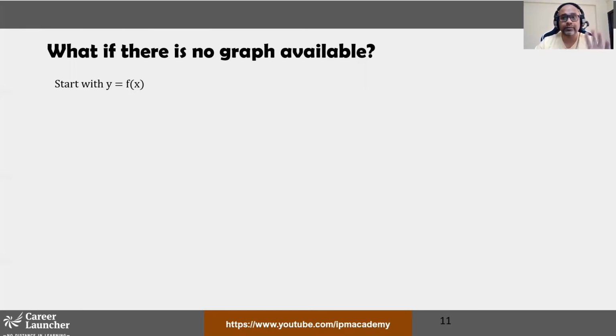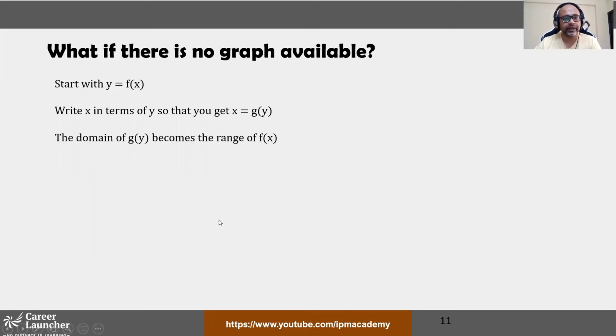This is also not always possible. The first way we'll discuss is what happens, and I will see when it is possible to find the range, under what conditions this method will work. You'll start with y equal to f of x, which will be given to you in the question. You write x in terms of y. So I will take an example and explain.